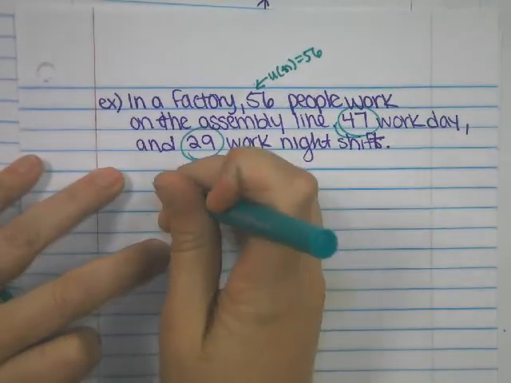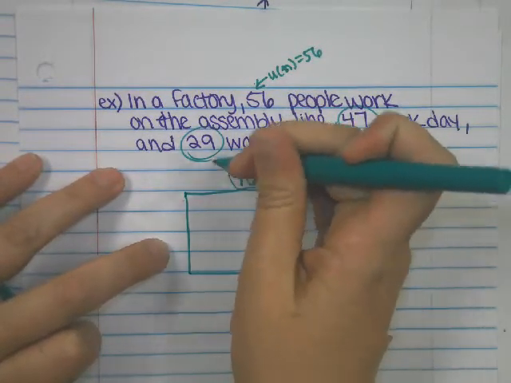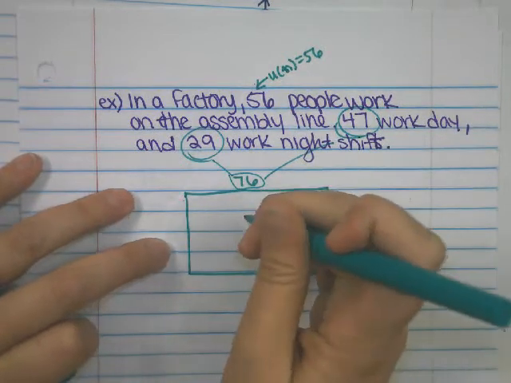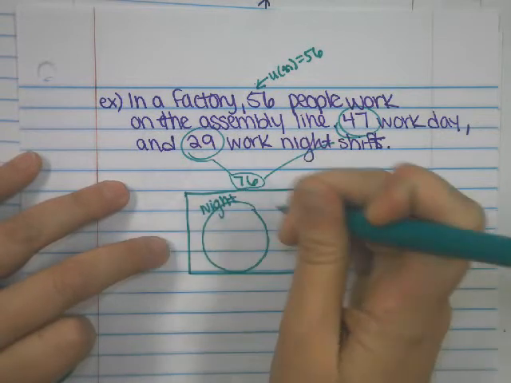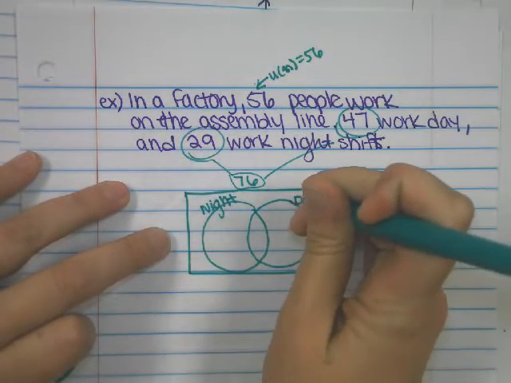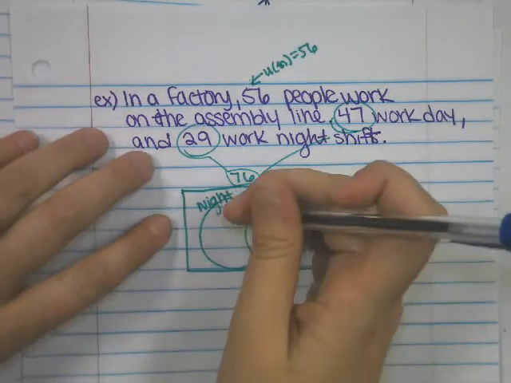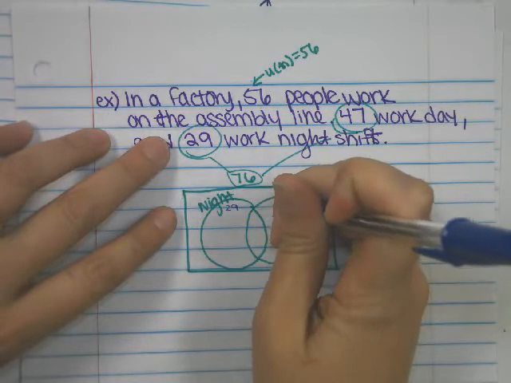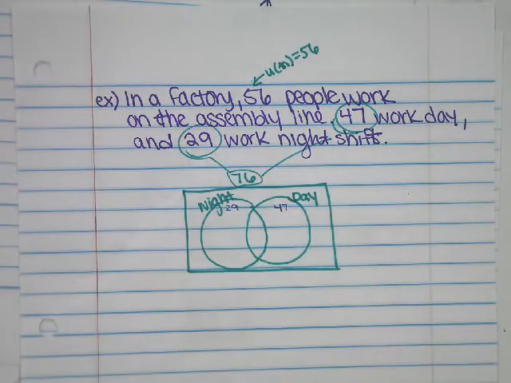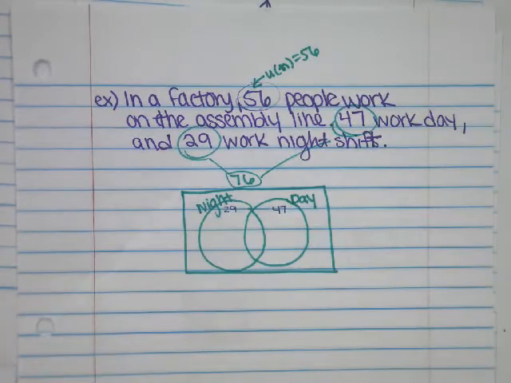So if I draw my Venn diagram, all of my people, this is kind of a side note up here, okay? All of my people are going to fit into the category of night or day. I'm going to switch to a pen here. There are total night shift people of 29 and 47 that work days. But if we add those together, it's 76, and we only have 56 people, so we overcounted by 20.